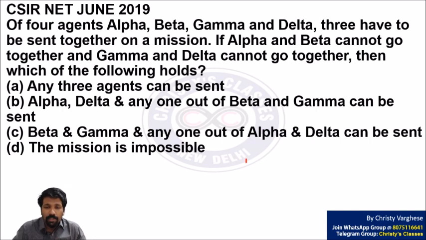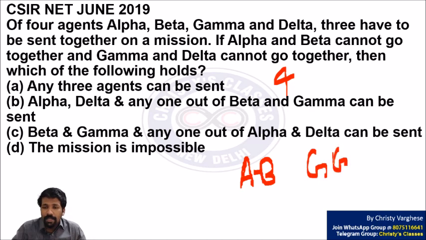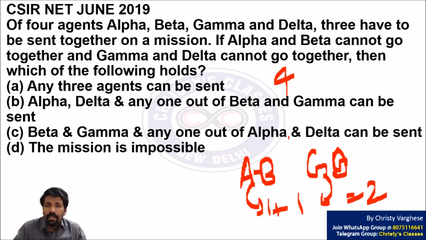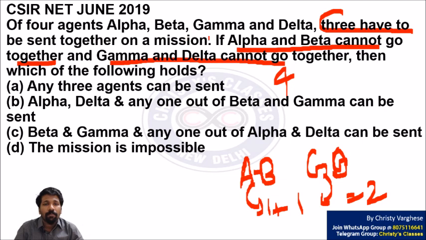Why can we not make a combination of 3 people at all? Because from the 4 people to take 3 people, either you should get alpha and beta or gamma and delta, because otherwise the question is saying from alpha and beta only one person can be chosen, from gamma and delta only one person can be chosen. That means 1 plus 1, total 2 people only can be taken by the condition given in the question that alpha and beta cannot go together for the mission. Same way gamma and delta cannot go together for the mission. So definitely a mission with 3 people cannot be possible with the given condition. So the mission is impossible is the answer.